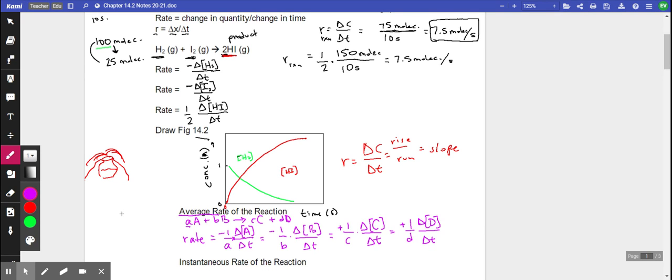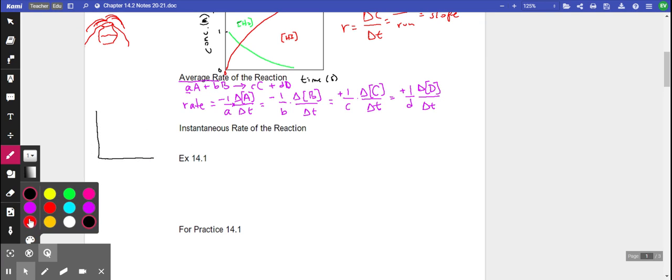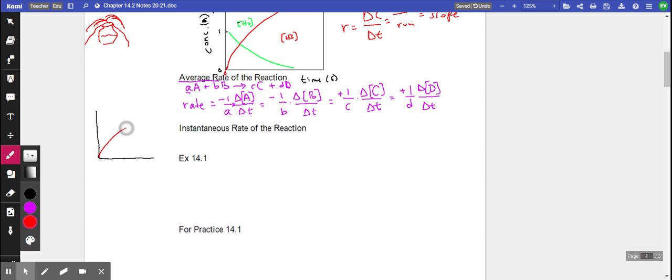Instantaneous rate is very similar. The instantaneous rate of the reaction is calculated very similarly. This one is not really seen on the AP test, but it's not too hard, so we'll go over it really quickly. So for our reaction up there, I'm just going to redraw down here what it might look like. The instantaneous rate is at a specific time. So this is time here, and this is concentration. I'm just going to put brackets for concentration and molarity.